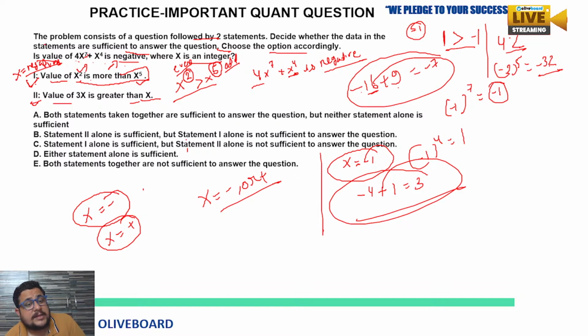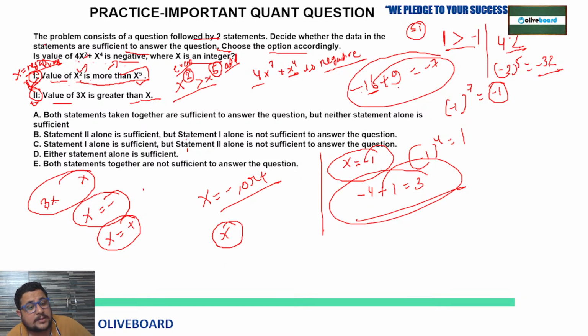Now see, the first one: the value of x square is more than x to the power 5, so x is a negative number. The first statement is sufficient to answer that. Second one, the value of 3x is greater than x. If x is a negative integer, then when I multiply by 3, the higher value is less than the lower value. Say x is equal to -2, then 3x will be -6. So -6 is less than -2, yes.